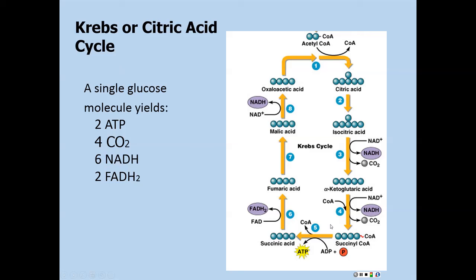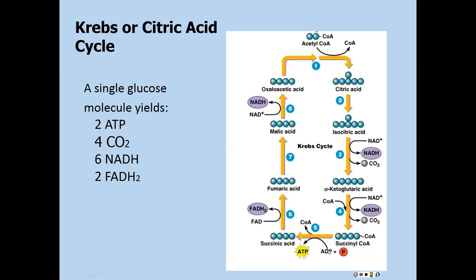Coenzyme A is hopping on in there to help with this reaction. It forms a bond right here. This process is coming in and helping facilitate the reaction that's going on. It helps control the functions of the enzymes. Down here, we make our only ATP.